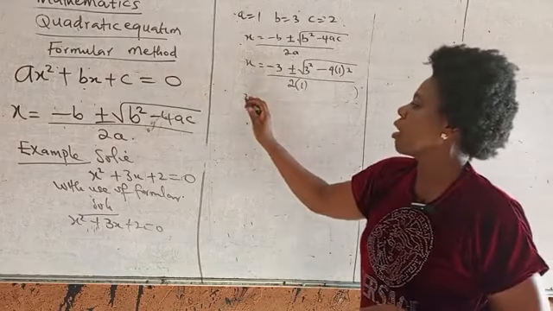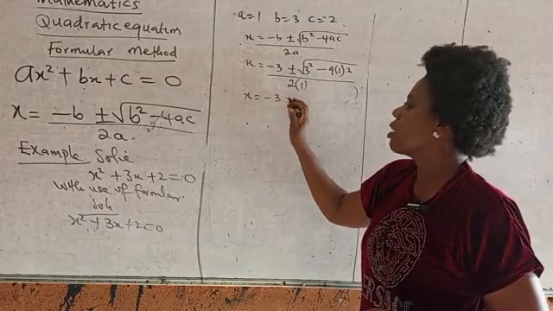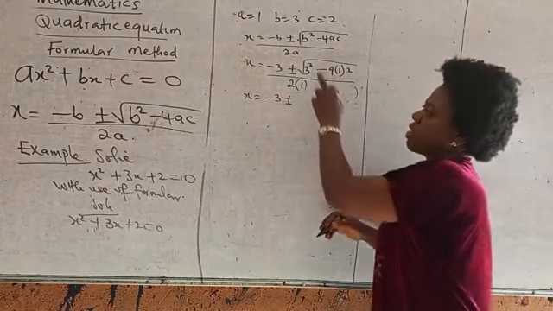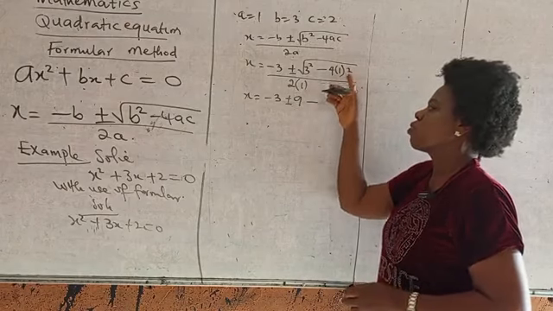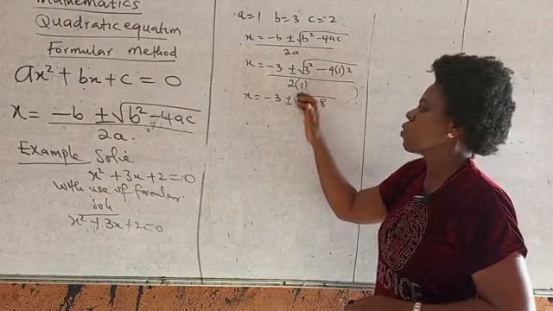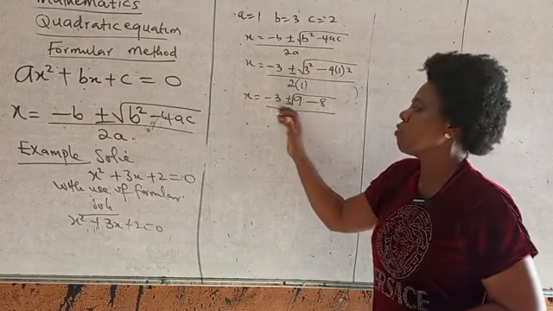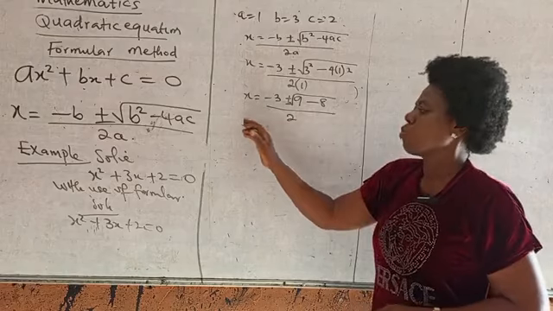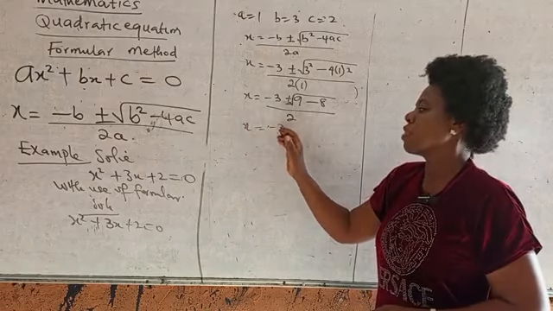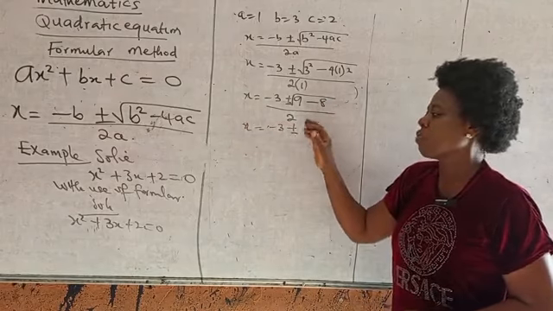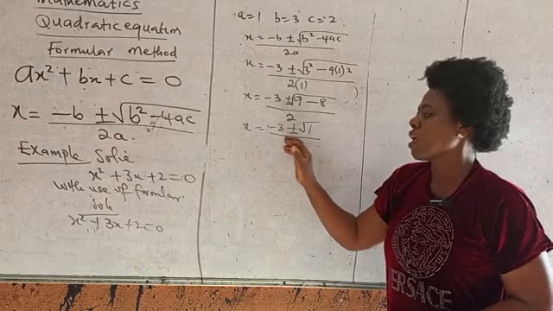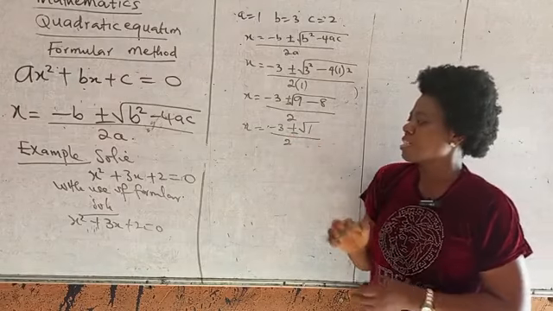With that now we work. We have minus 3 plus or minus. 3 in 2 places gives us what? 9. Minus 4 times 1 times 2 gives us 8. You square root it again, all over what? 2. You quickly work that. You say minus 3 plus or minus. Take away 8 from 9. That gives us 1, which is under the square root, all over 2.